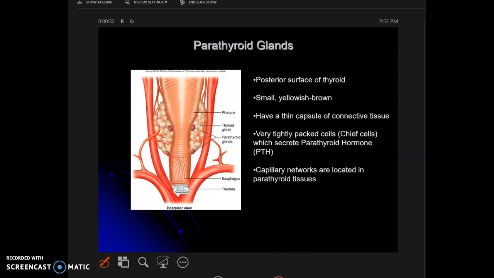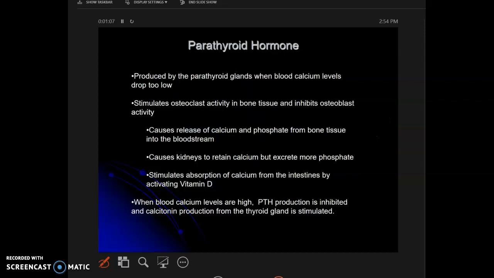Where are the parathyroid glands located? First of all, they are paired structures located on the posterior surface of the thyroid. They are very small and yellowish brown in color, have a thin capsule, and have the chief cells, which secrete parathyroid hormone. They also have a rich capillary network. You understand why?